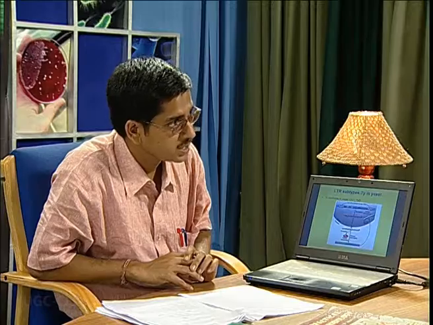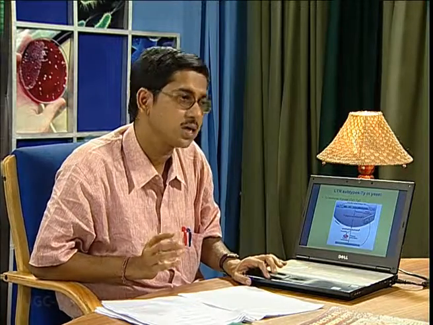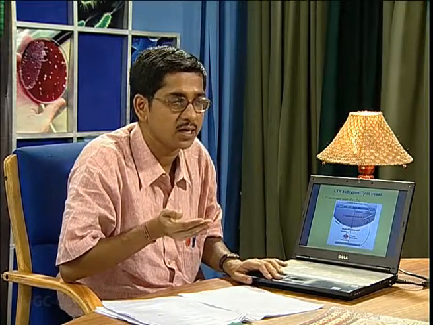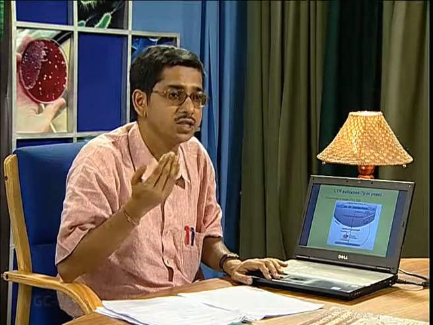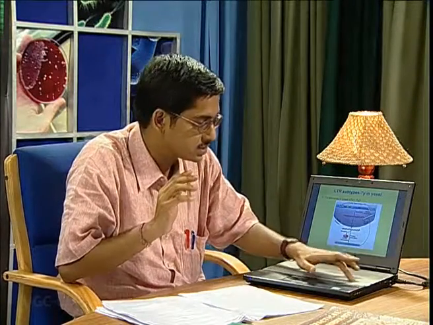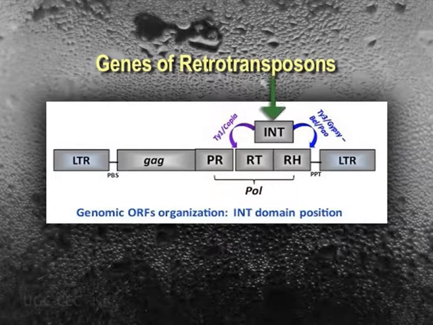Now depending on the position of these different genes, there can be classes, the TY1 class or the TY3 class. You can see here the int, which is the integrase gene, is positioned before the reverse transcriptase in the TY1 class. In the TY3 class, this is present after the reverse transcriptase gene.